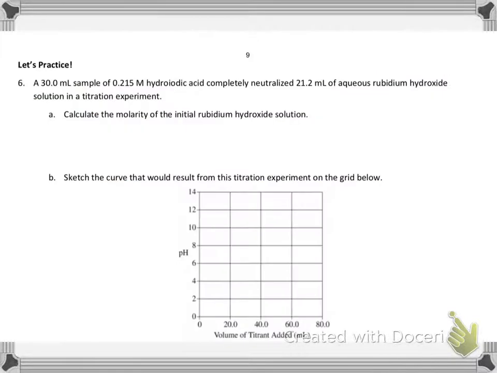Okay, let's go ahead and try a couple of practice problems. This is a perfect problem to try out on your own, and when you're ready to check the answer, unpause the video.